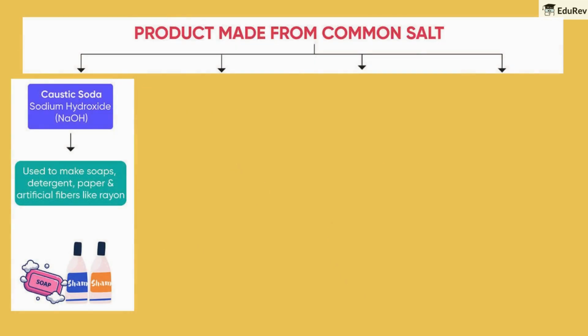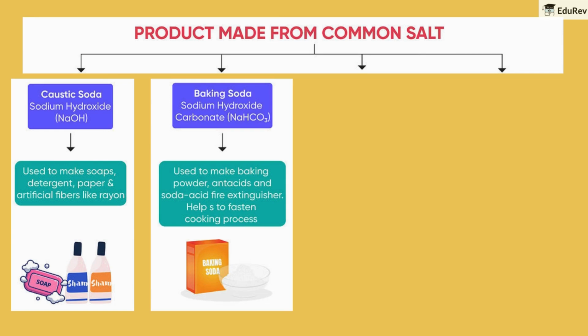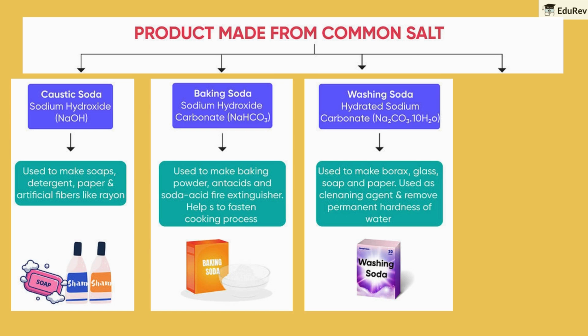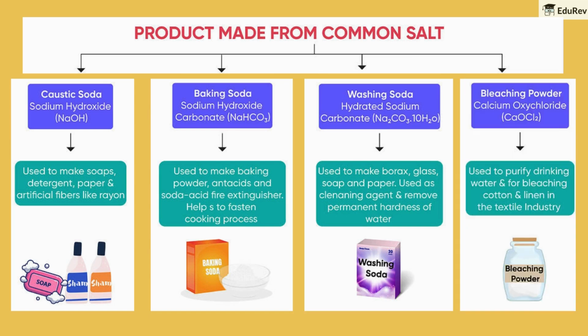Some products made from common salt are caustic soda, which is used to prepare soaps and detergents; baking soda, which is used in baking as well as an antacid; washing soda, which is used as a cleaning agent; bleaching powder, used to purify drinking water and for bleaching cotton and linen.